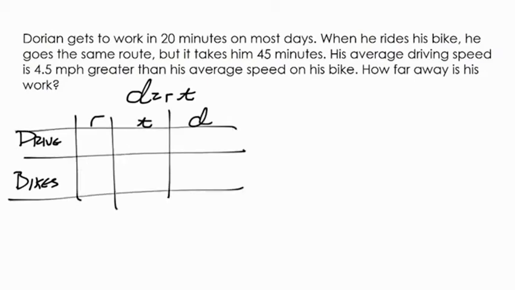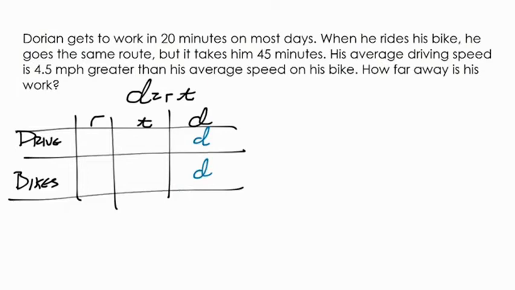And let's see what we can fill in. So as far as our distance, what we know is it's just him going to work. It doesn't say it's longer one route than another way. It says he's going just the same distance every day, so I can just set D equal to D. The distance when he drives and the distance when he bikes is the same. Now, let's see what we know about his time.